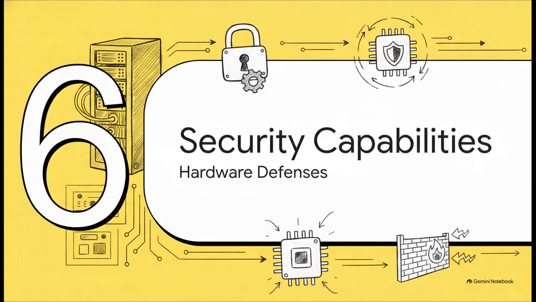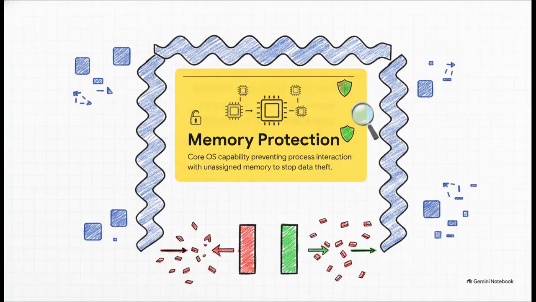Section 6. Information Systems Security Capabilities. Hardware Defenses. Now, it's pretty fascinating to see how all that theory about bounds and isolation actually meets the physical hardware. Memory protection is a core OS capability that stops a process from interacting with unassigned memory spaces. So why does this matter?